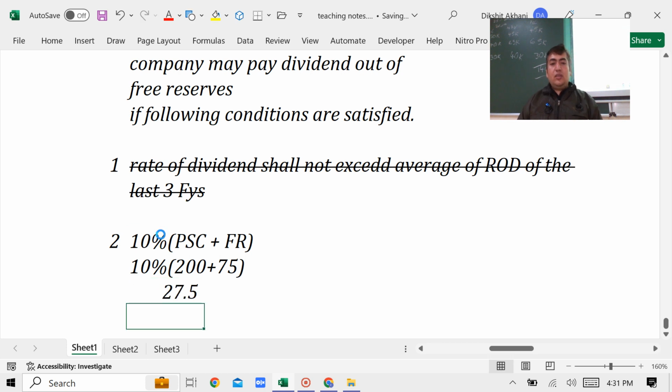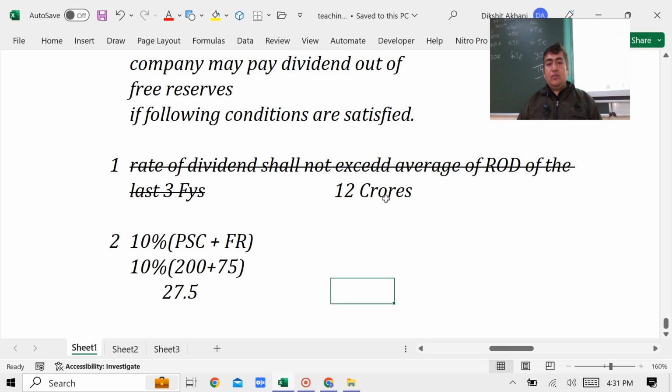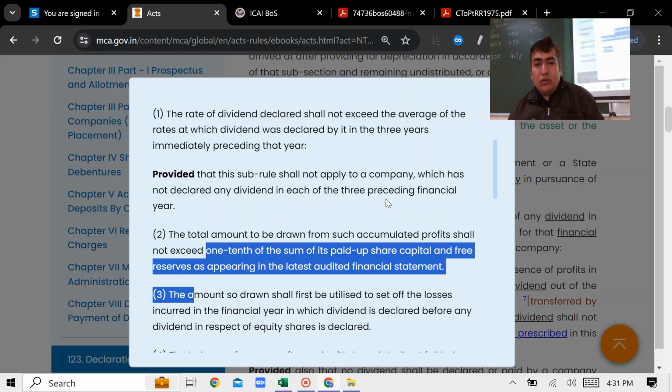This is option number B. So according to my first condition, it is coming to 12 crores, right? It was 12, wasn't it? According to this, it is coming to 12 crores. According to my second option, it is coming to 27.5. I told you whichever is least will be taken, but we have to go to the other rules also. Now, what is sub rule number 3 trying to say?